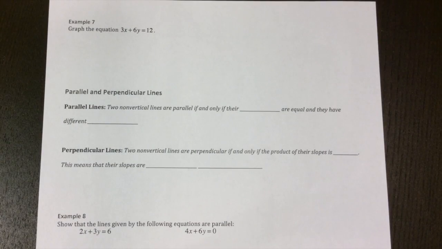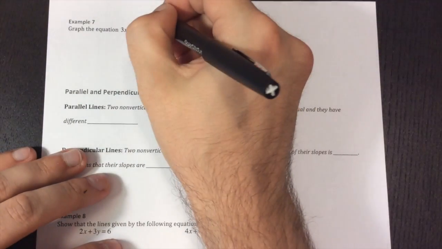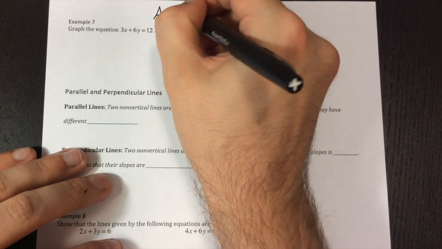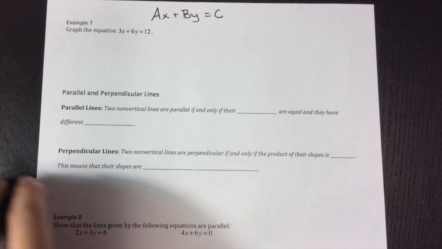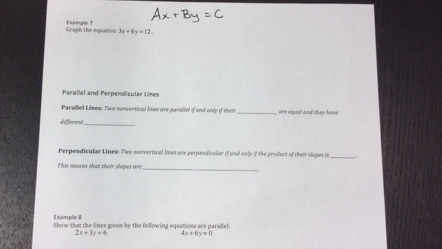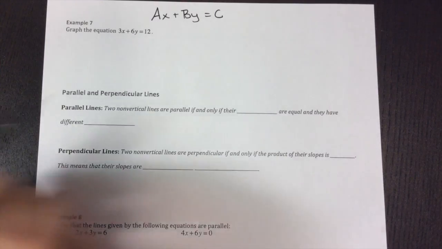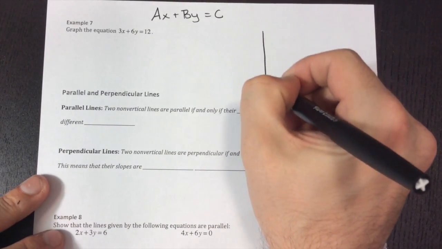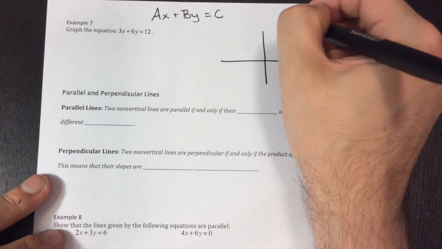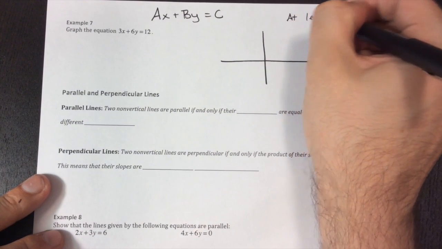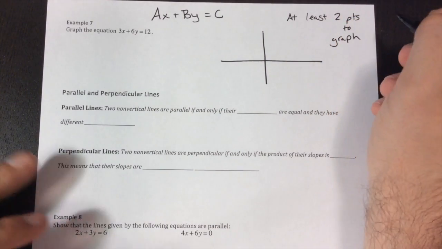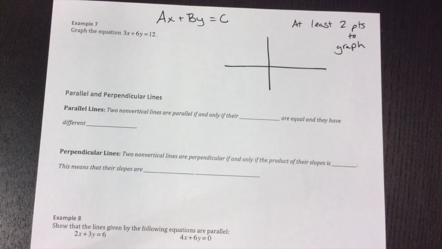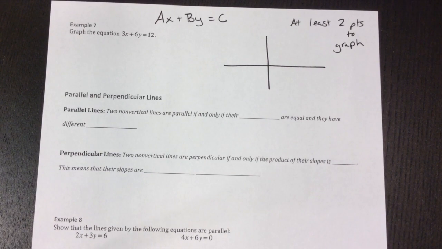So utilizing general form from the previous page, and I'm just going to write that at the top, ax plus by equals c. See? This problem is given to us in general form, and it's asking us to graph. And as I said before, the easiest way to graph is we need at least 2 points to graph. But we can have more. The lowest number I'm going to ask you guys for is 2 points.